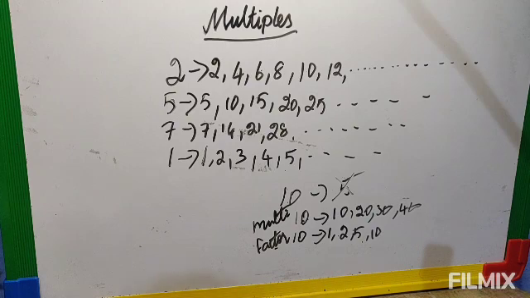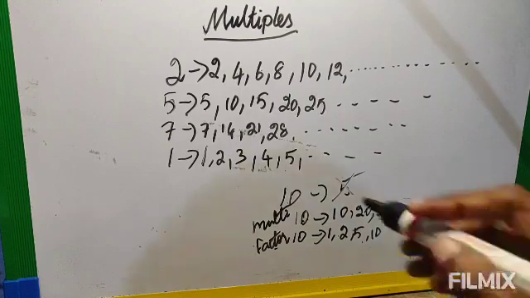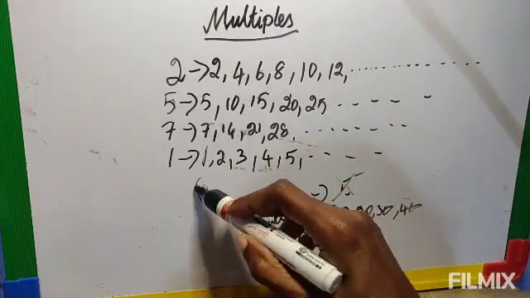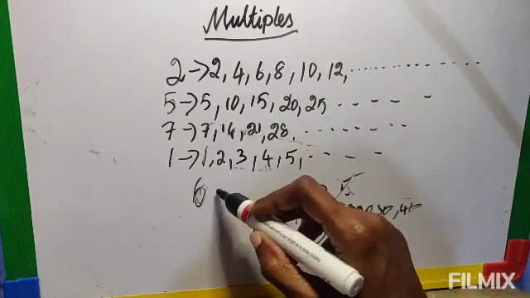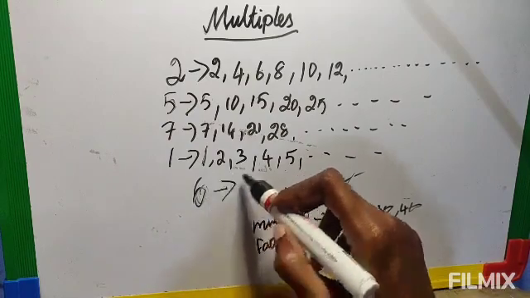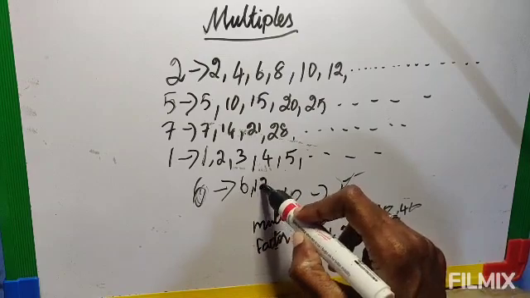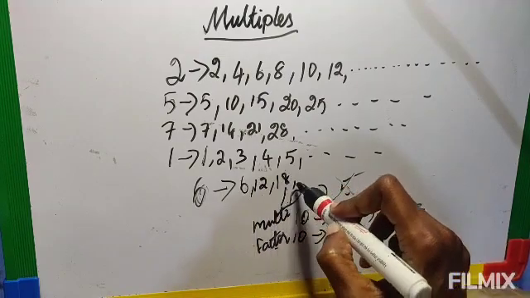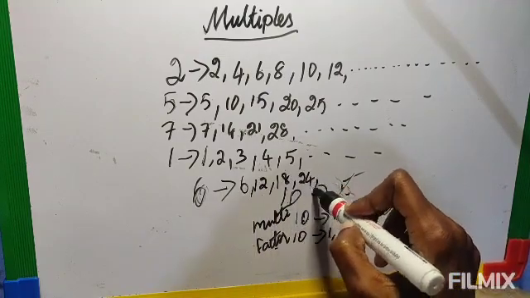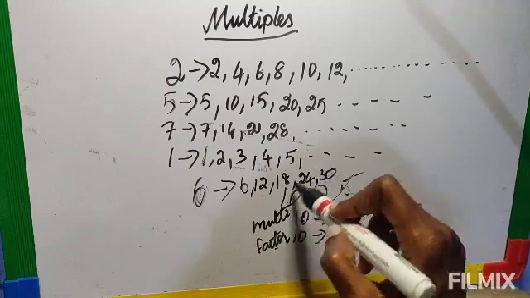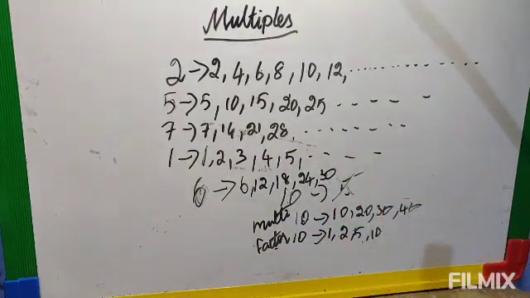Okay, so now you know how to find the multiples. Suppose they are giving the number 6 and asking you to write 5 multiples of 6. From the 6 table, you write the first 5: 6 ones are 6, 6 twos are 12, 6 threes are 18, 6 fours are 24, 6 fives are 30. That's how we have to write these 5.